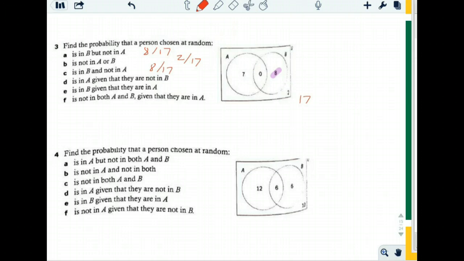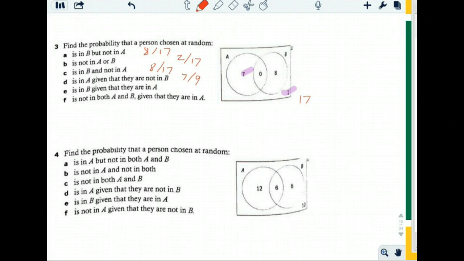Is in A given that they are not in B. And so whenever they say given that, then you could just mark first who is in the given set. So given that they are not in B, so that would be these 2 sets of people. Now, what's the probability that they'd be in A? That would be 7 out of a total of 9, right?